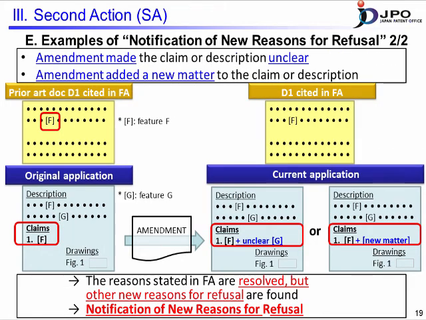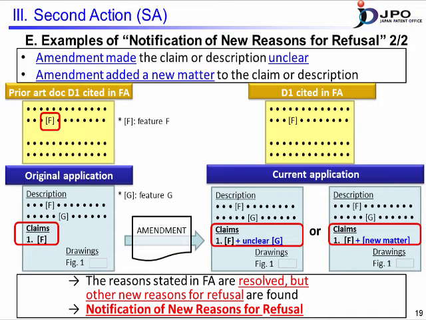This picture shows an example of an unclear amendment and amendment adding new matter. The claim filed in the FA is shown on the left, and the amended claim is shown on the right. The Claim 1 filed in the FA includes Feature F. The examiner sent a notification of reason for refusal to the applicant against this claim based on D1, in which the Feature F is disclosed. And the applicant made an amendment in response to this FA.